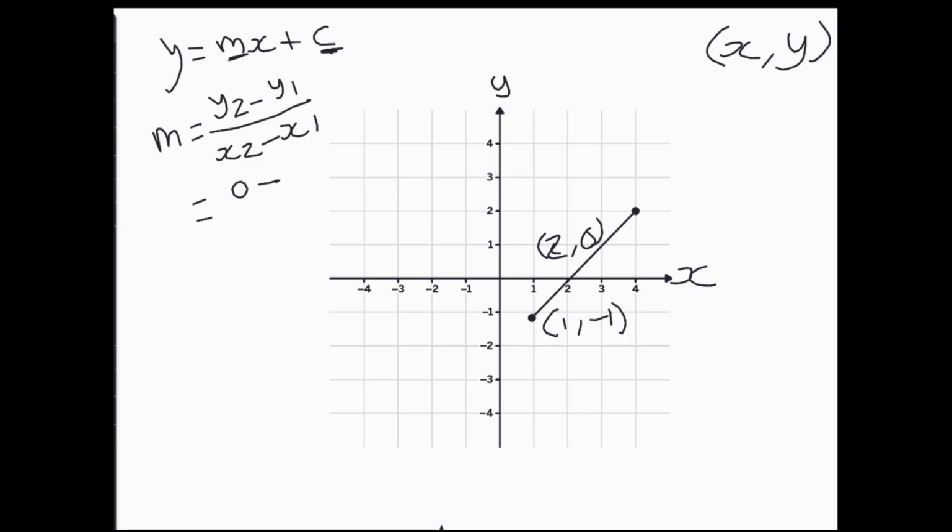minus, what do we have there? We have minus 1, right? Over the highest x we have, which is 2, minus 1. Up there, a minus and a minus is a positive. Here is 2 minus 1. That makes m 1. And remember, when anything has a coefficient of 1, there's no need to write it, right?